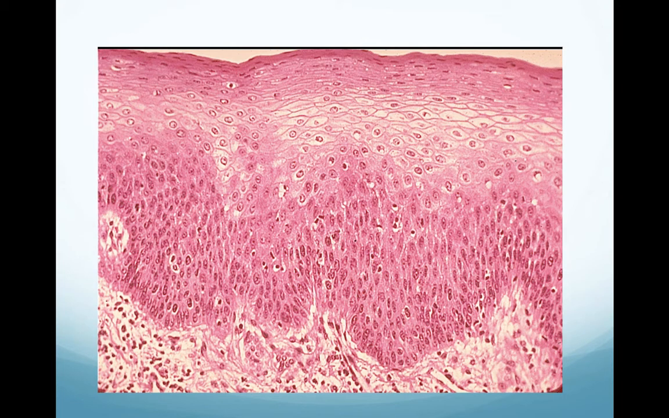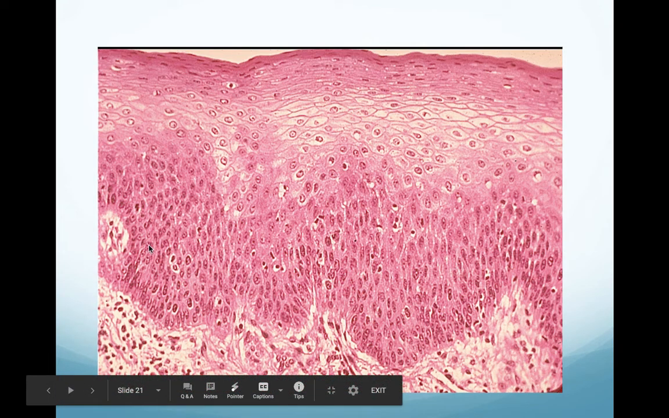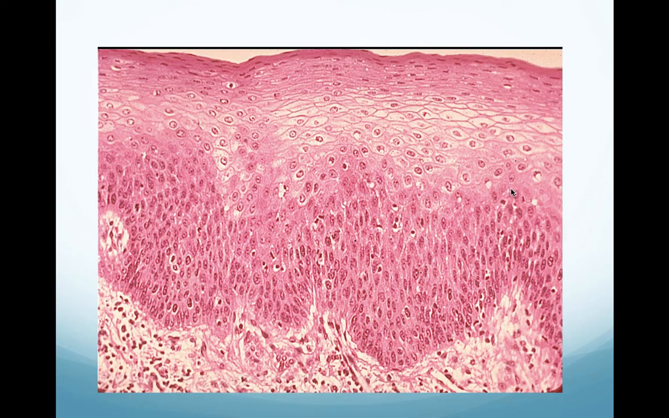This is a picture of your epidermis. And you can see I have lots of different layers. This is obviously those flattened outer layers, right? And then as you go down, I have more and more layers of similar cells. So this is that stratified squamous epithelium.